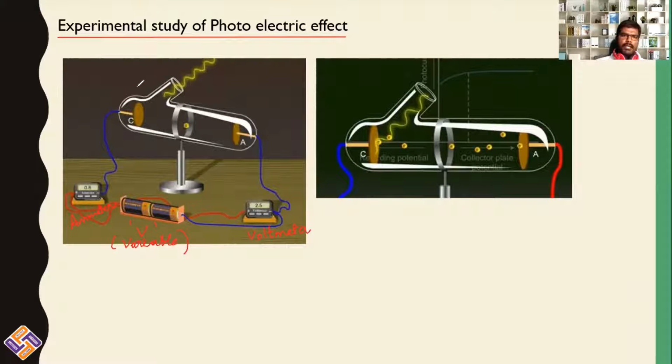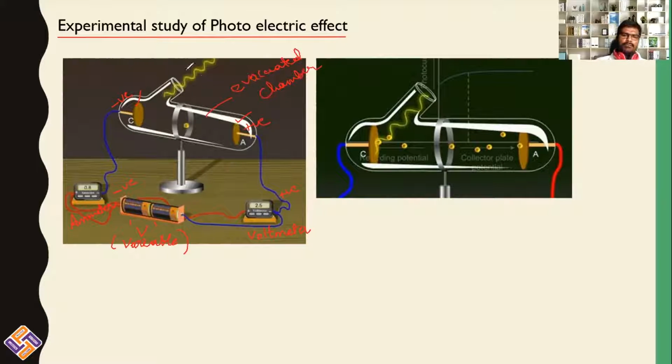At one end of these, there are two metallic plates. One is cathode and the other one is anode. Cathode is connected to the negative terminal of the battery. Anode is connected to the positive terminal of the battery. This becomes positively charged and this becomes negatively charged. And this is an evacuated chamber.